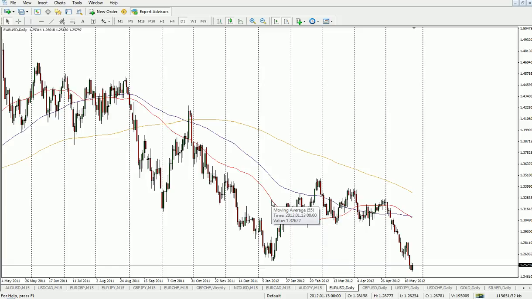For any new followers, we have three moving averages on these charts. The red one is the 55 simple, purple is the 100 simple, and the gold is the 200 simple moving average.